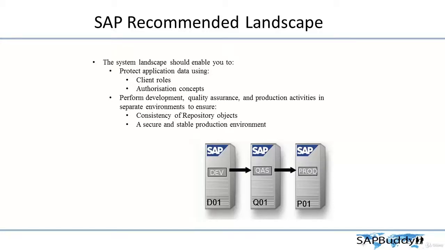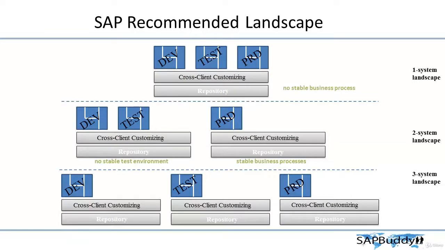The three system landscape is the landscape which is recommended by SAP to all customers. So as we have seen, the three system landscape is the one recommended by SAP. The development should be done in a separate development system, and it should be tested in the test system or quality assurance system. Then the object should be imported to the productive system.